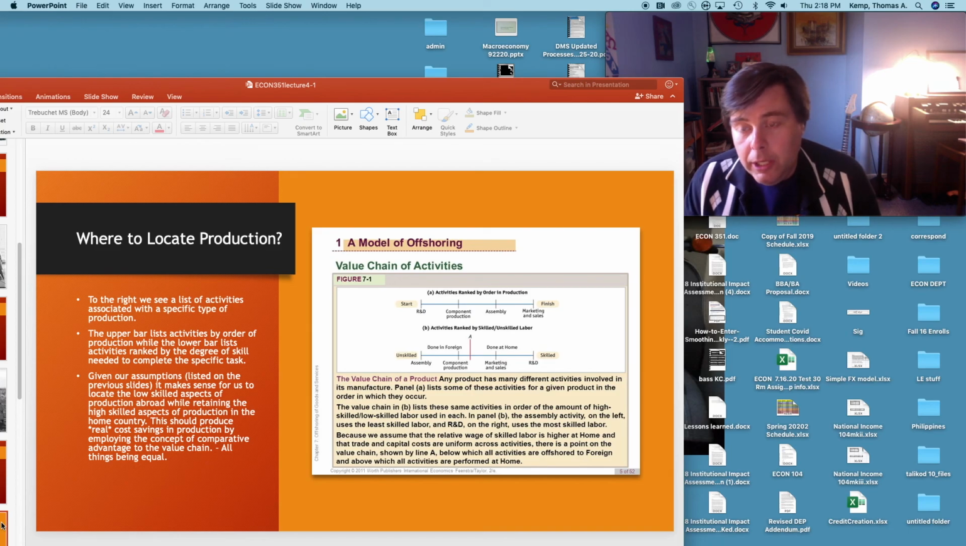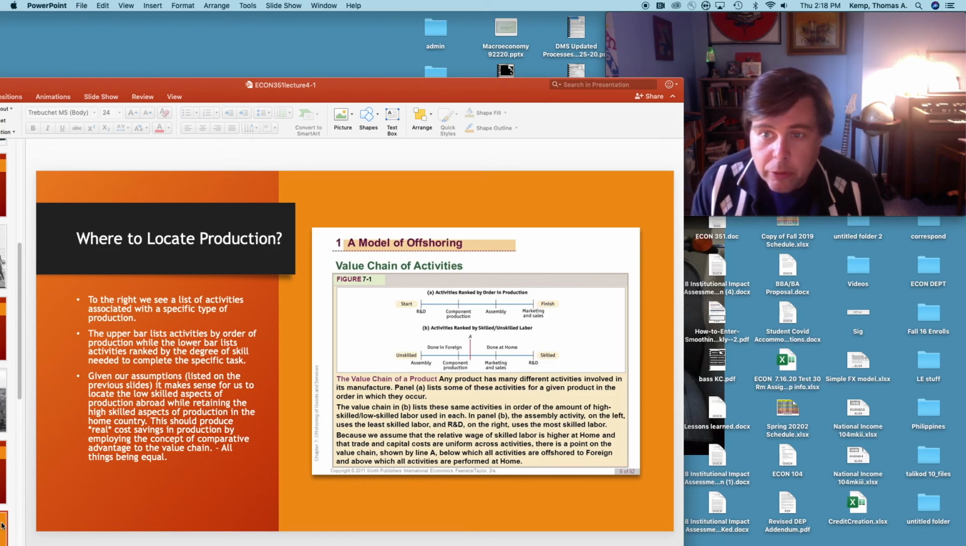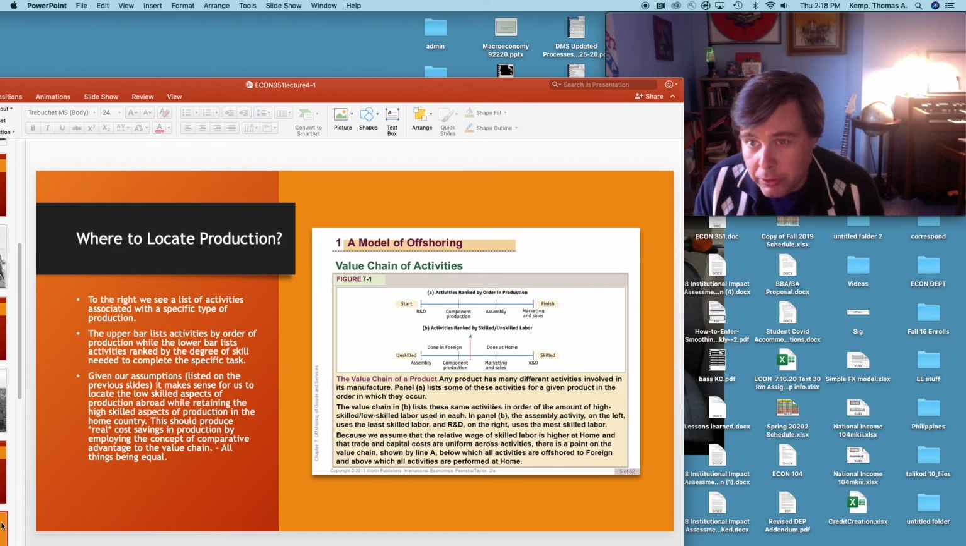And what we're going to see is if there's some way we can split that up, sort of get production started in one place and then move it to another place and save money on total production costs. Okay, so it's a pretty straightforward problem.